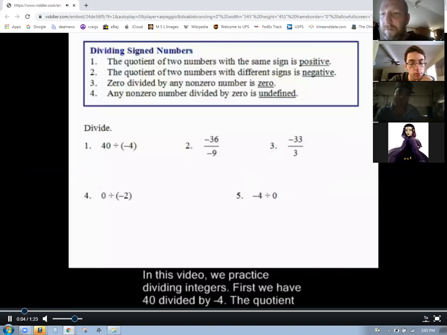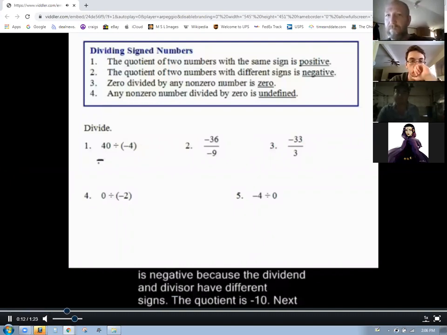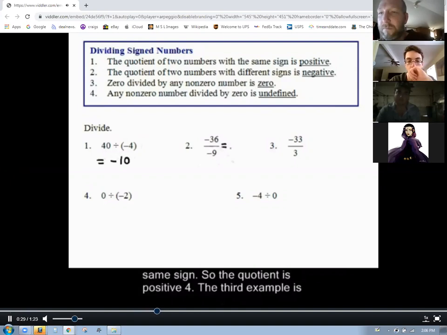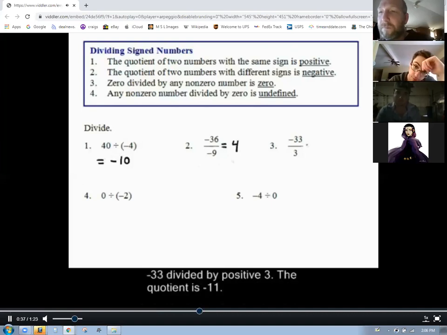In this video, we practice dividing integers. First, we have 40 divided by -4. The quotient is negative because the dividend and divisor have different signs. The quotient is -10. Next, we have -36 divided by -9. The fraction bar represents division, and we have two numbers of the same sign. So the quotient is +4. The third example is -33 divided by +3. The quotient is -11.